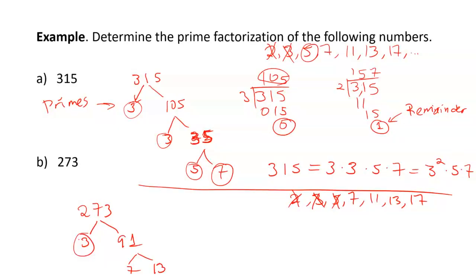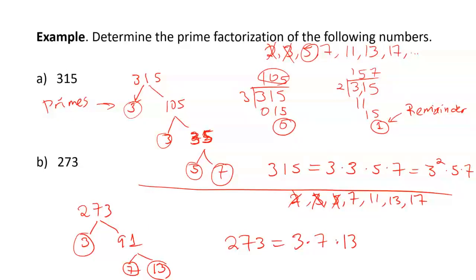And so then I look at all of the ends of the branches, which are 3, 7, and 13. And these are the ones that create the prime factorization. So 273 is equal to 3 times 7 times 13.